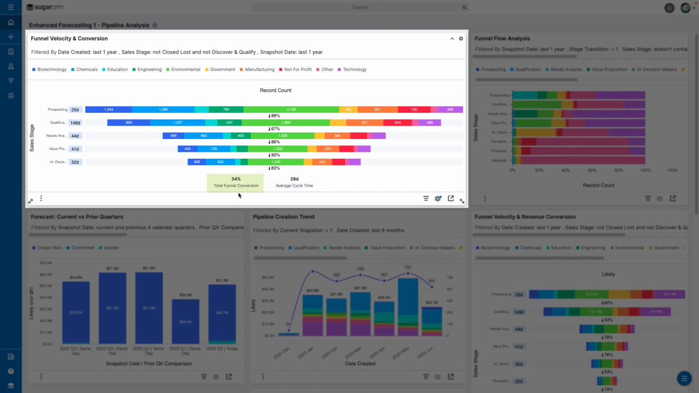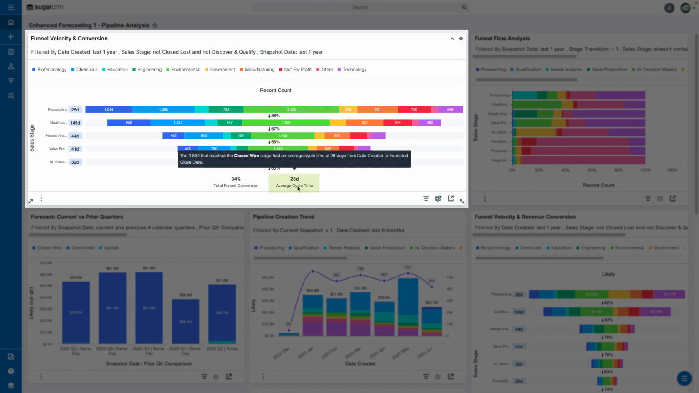On the left, we have the total funnel conversion. This is the number of closed-won opportunities divided by the total number of records in the cohort. So for this example, 34% of the opportunities that entered the funnel actually reached the final closed-won stage.